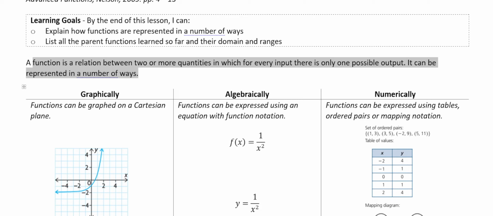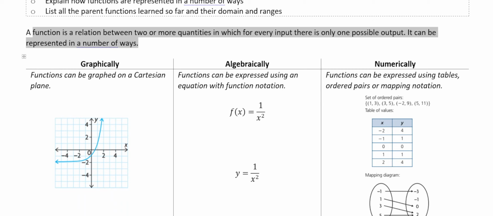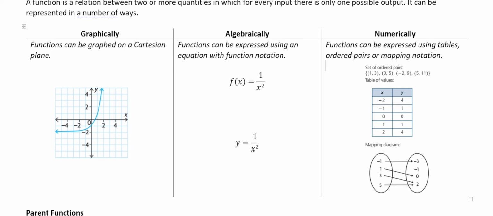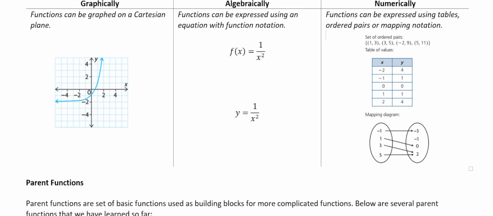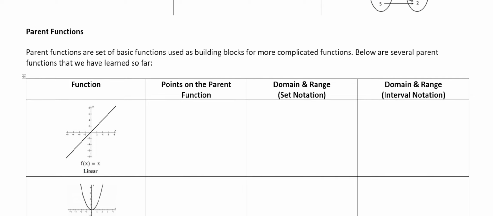So you can have a function that's represented graphically, right? You can also have a function that is represented algebraically, and you can also have a function that is represented numerically. We're going to take a look at parent functions, which are represented here graphically. We're going to look at points on the parent function, and then we're going to look at domain and range in both set notation and interval notation.